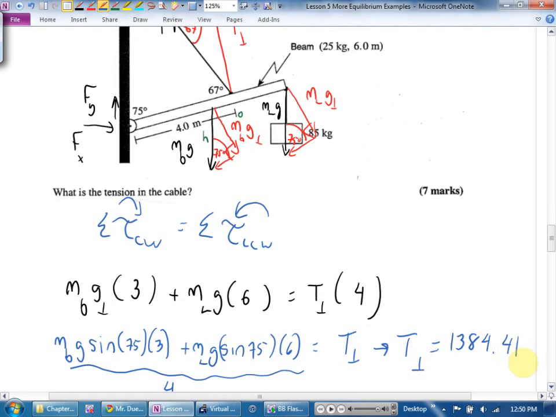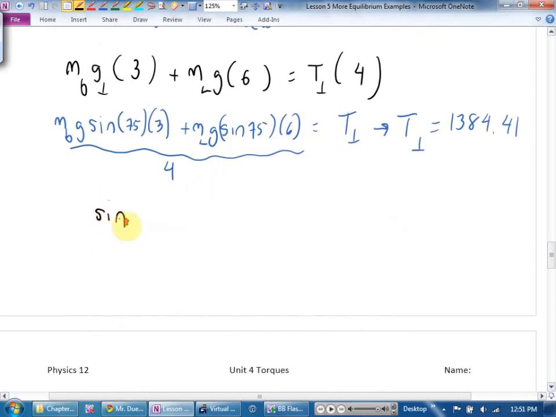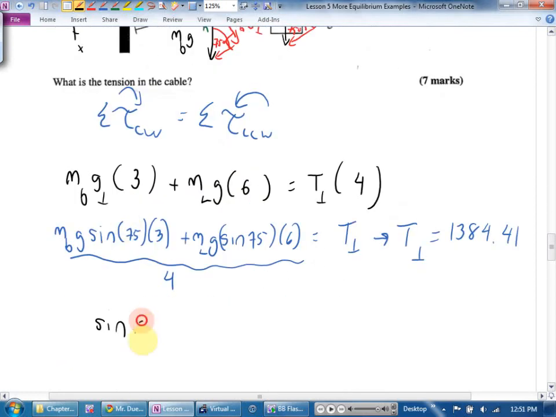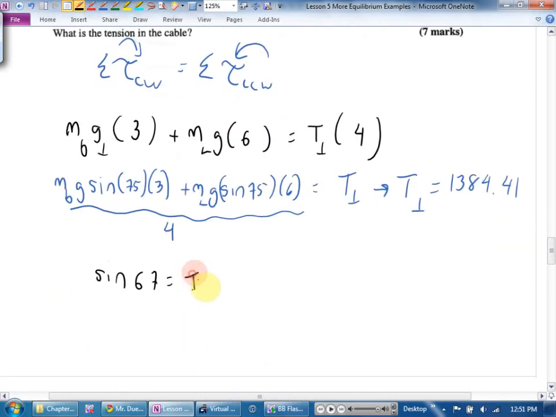Is that my final answer? What does this question want me to find? Okay. Let's go back to this triangle and ask ourselves, which trig function? Opposite, hypotenuse, sine of 67 equals opposite over hypotenuse. So the hypotenuse is going to be the tension perpendicular over sine of 67.